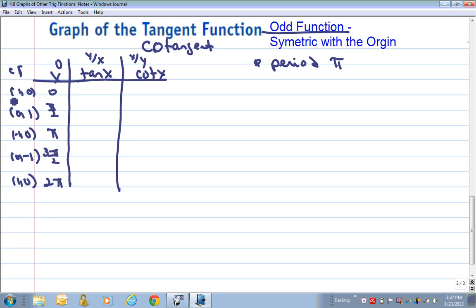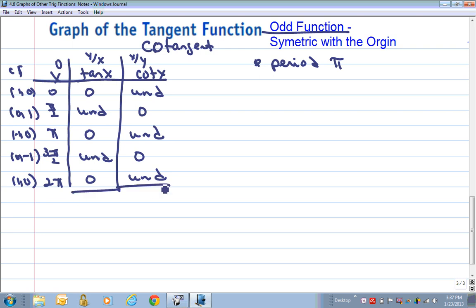So for tan, we have 0 over 1, which would be 0. But if we take the reciprocal of 0, as in cotan, we would be undefined. We have 1 over 0 for tan, which is undefined, and the reciprocal of undefined is 0. And we continue this pattern. So 0, undefined, undefined, 0, 0, undefined. All right, so it looks like both tan and cotan are going to have asymptotes.